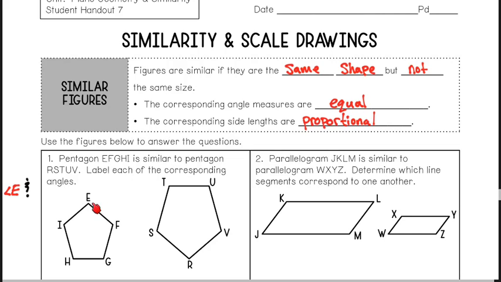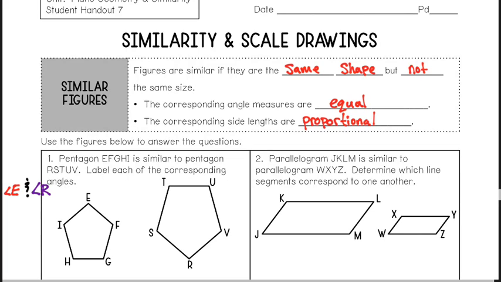If I start with angle E here, you'll notice that the pentagon is facing up. So if I look at this one, it looks like it's been rotated. But if I were to find the point, it looks like R is that exact same point, so I would say that corresponds to angle R.